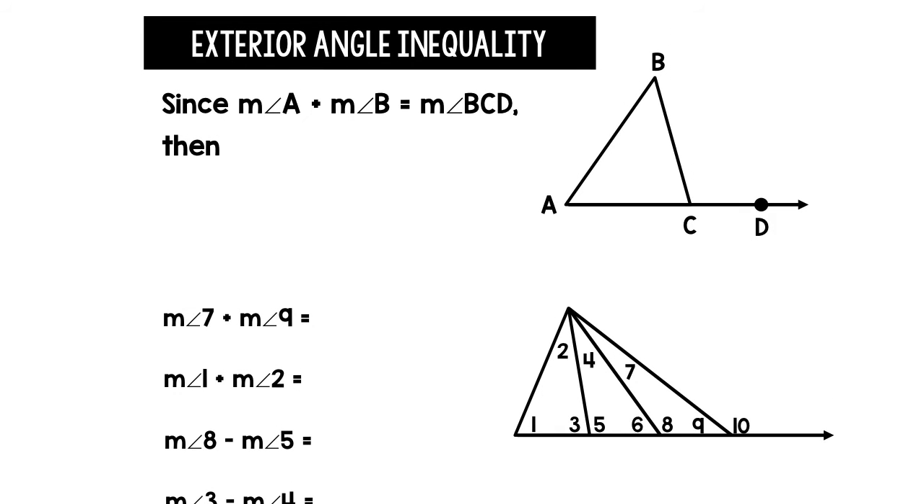Let's keep moving on. We're going to look now at the exterior angle inequality. This says that since the measure of angle A, which is right here, plus the measure of angle B equals the measure of angle BCD, which we have learned before, then the measure of angle BCD, which is right here, is greater than the measure of angle A, because you have to add A with B to get BCD. We also know that the measure of angle BCD is greater than the measure of angle B. So BCD is greater than either one of the separate parts that make it up.